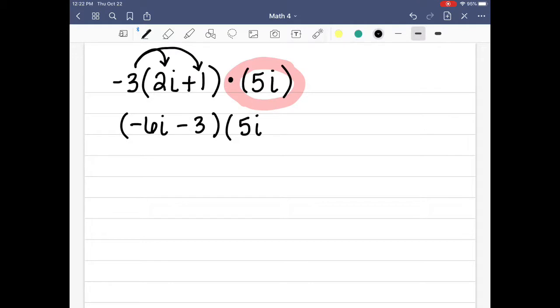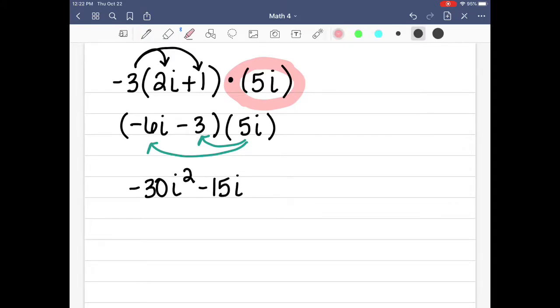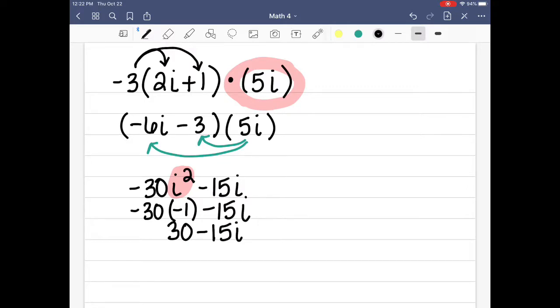And then we can multiply 5i into that parentheses. So we have 5i times negative 6i. That's going to give me negative 30i squared. And then we have 5i times negative 3, which is going to give me negative 15i. All right, so just like before, i squared, we're going to substitute in negative 1. So I have negative 30 times negative 1 minus 15i. So I now have positive 30 minus 15i as my final answer.